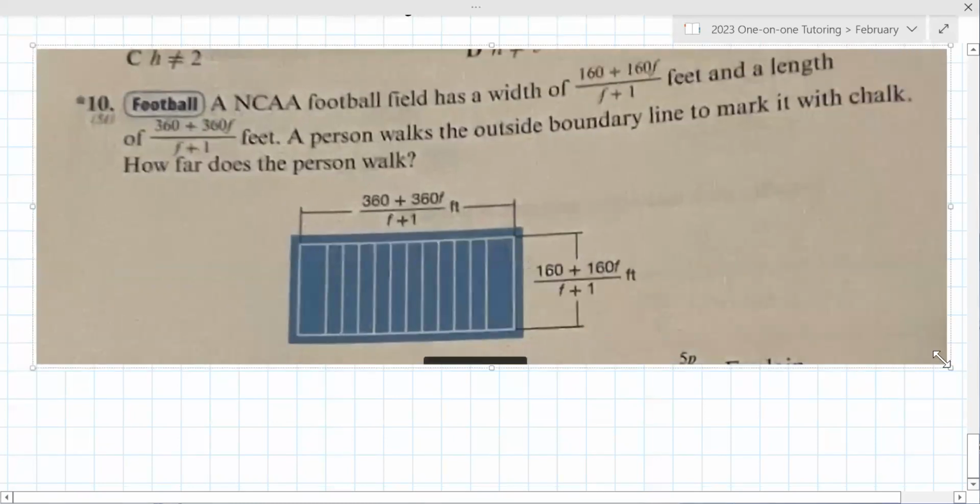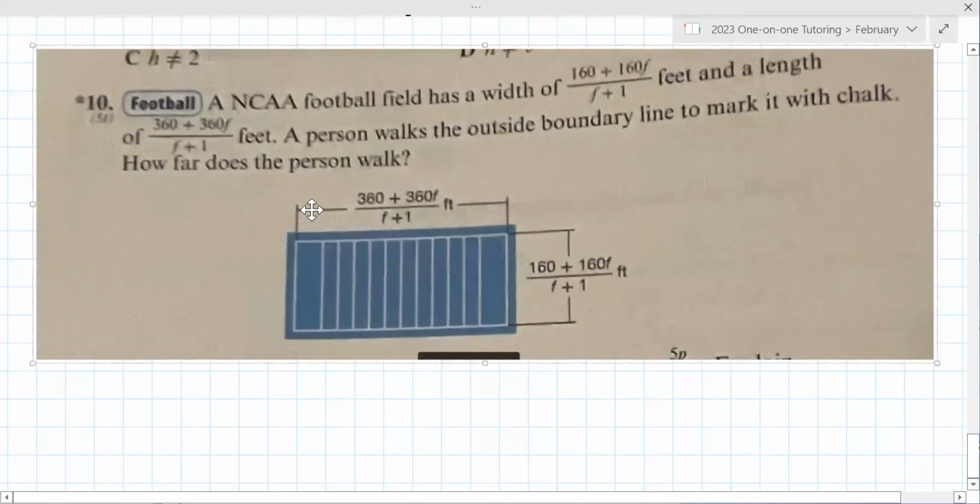All right. A football field has a width of, so this formula right here, that's your width. They don't say 120 yards, even though we know it's 100 plus both end zones. A person walks the outside boundary line to mark it with chalk. How far does the person walk? Okay, it's a really complicated way of asking for the perimeter. The perimeter is always a walk around.